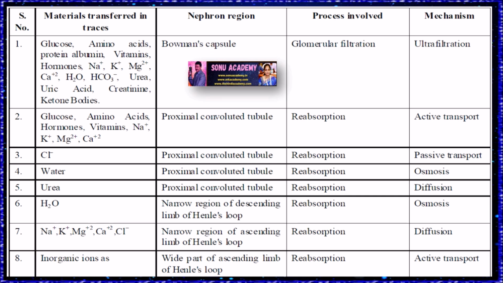Then come to the materials transferred in traces like Na+, K+, Mg2+, Ca2+, Cl-. We can see these in the ascending limb of Henle's loop, the process involved is reabsorption and the mechanism is diffusion. Then come to inorganic ions in the wide part of the ascending limb of Henle's loop; the process involved is reabsorption and the mechanism is active transport.